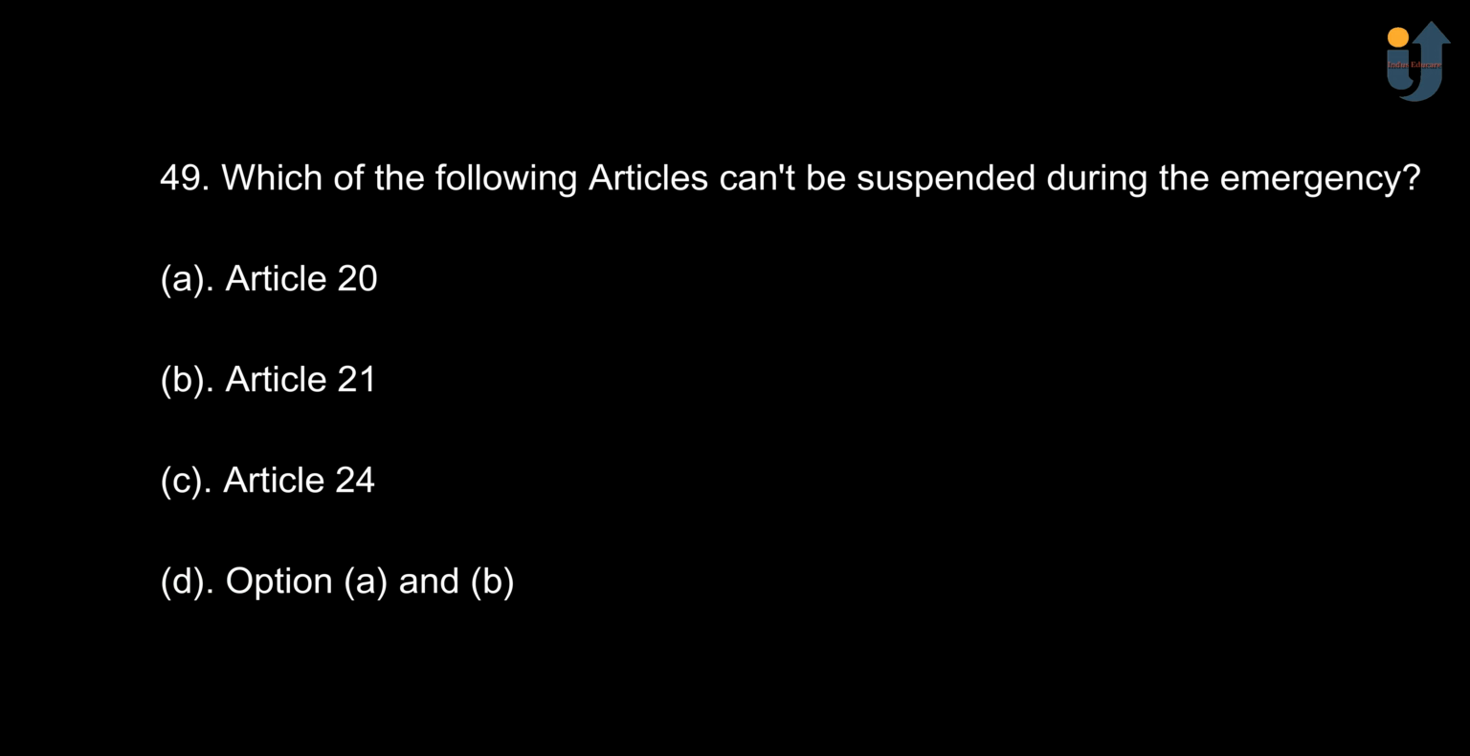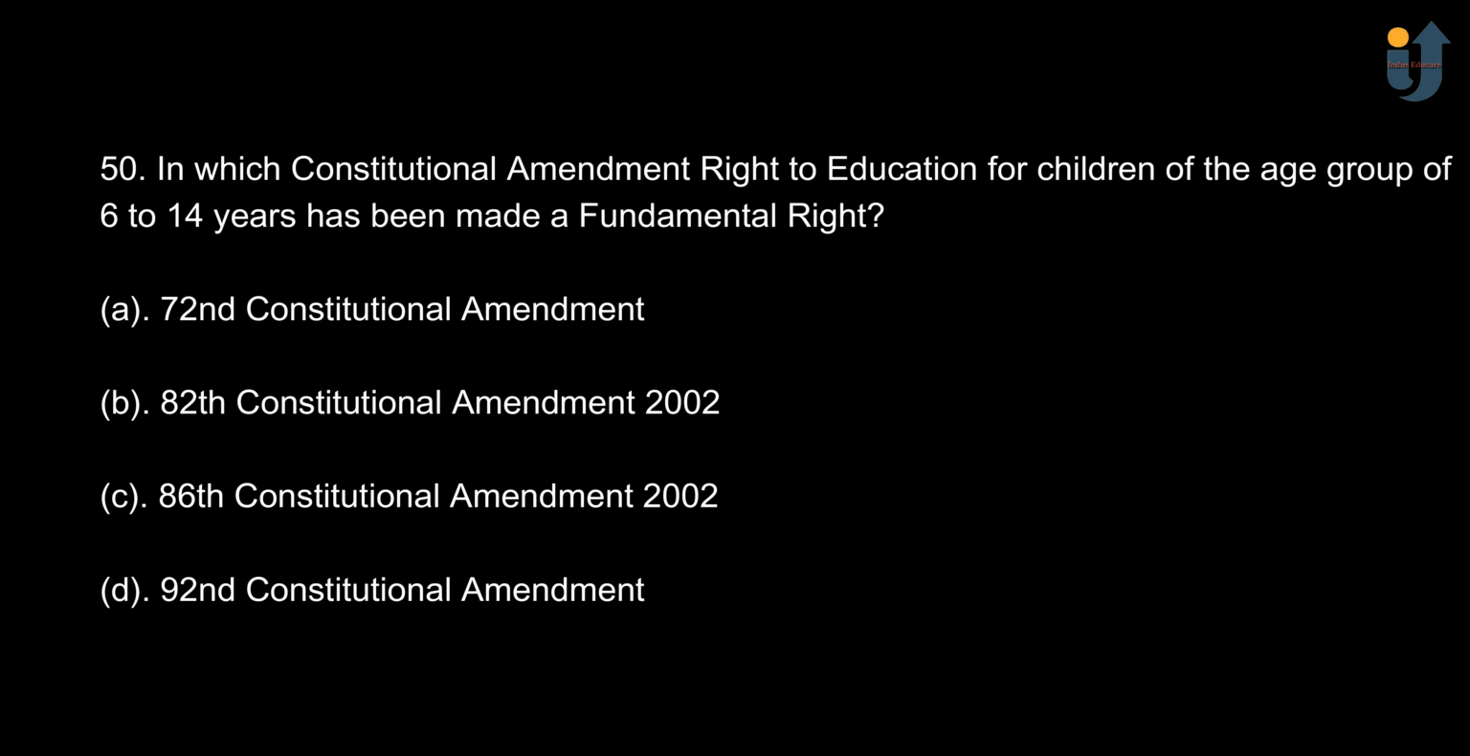Next and the last. In which constitutional amendment has the right to education for children of the age group of 6 to 14 years been made a fundamental right? Option A, 72nd Constitutional Amendment. Option B, 82nd Constitutional Amendment 2002. Option C, 86th Constitutional Amendment 2002. And option D is 92nd Constitutional Amendment. And the correct option is option C, 86th Constitutional Amendment 2002.